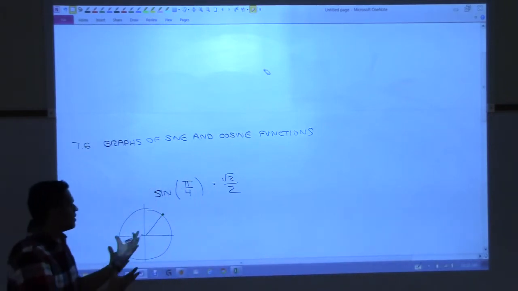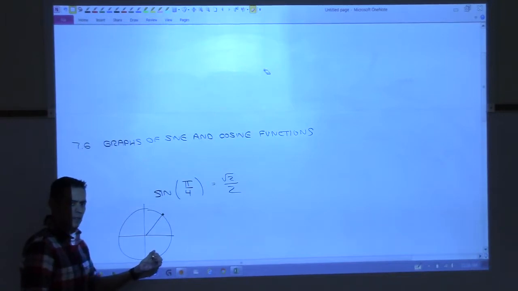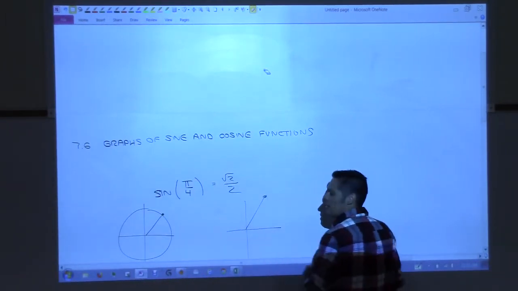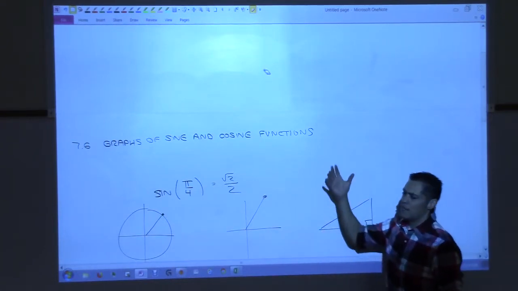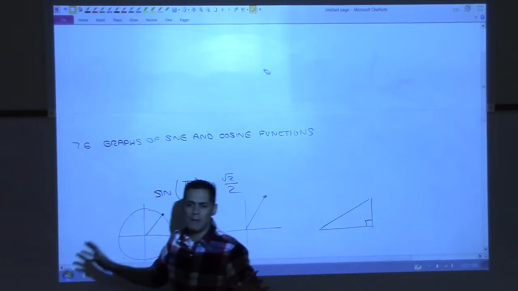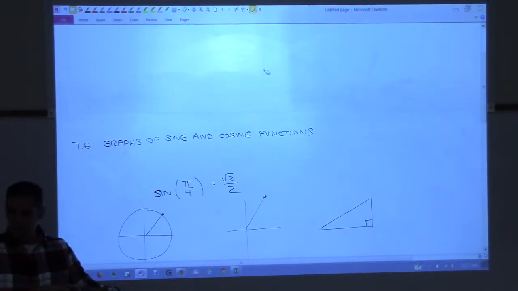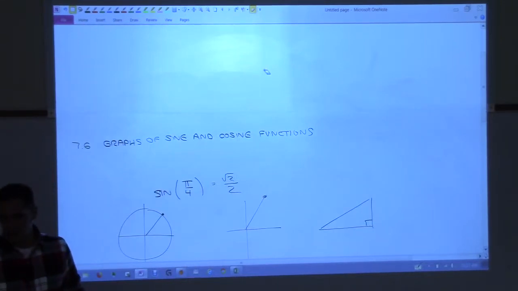So everything that we've done so far is based upon either this circle idea, or the general point sitting in space idea, or the right triangle idea. That's what all of the ideas behind sine, cosine, tangent have been about. Now we're going to transition into a different perspective on these six functions, and that is, what do their graphs look like?